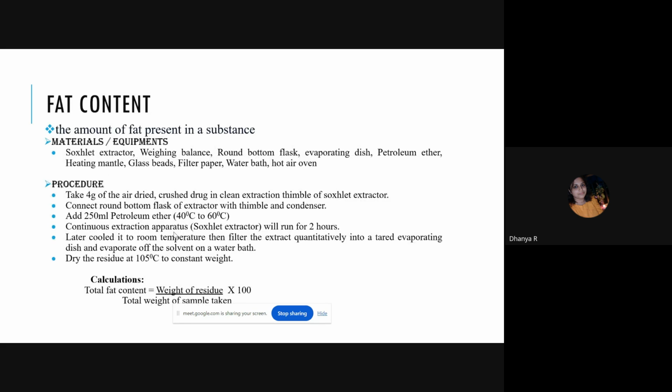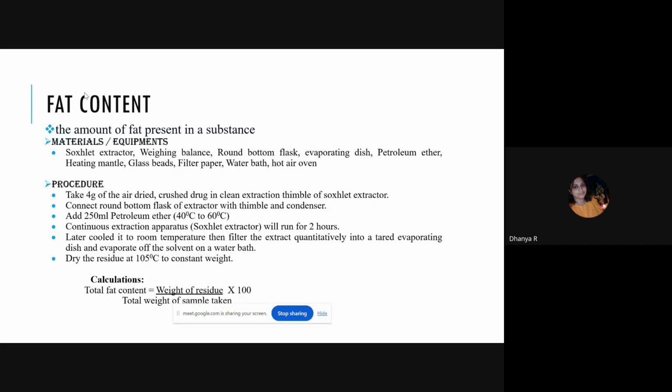Now coming to the last practical, that is fat content. The amount of fat present in a substance is called fat content. The materials or equipment needed in this practical are a Soxhlet extractor, weighing balance, round bottom flask, evaporating dish, petroleum ether, heating mantle, glass beads, filter paper, water bath, and hot air oven.